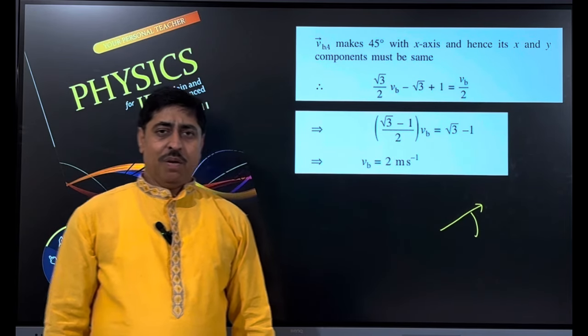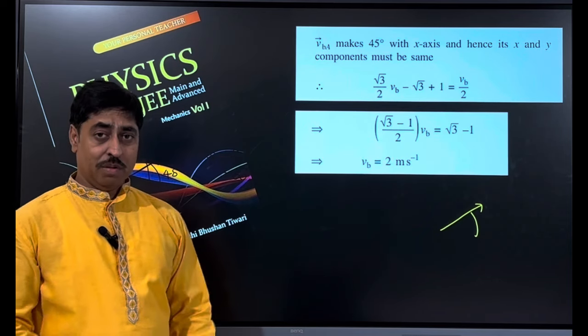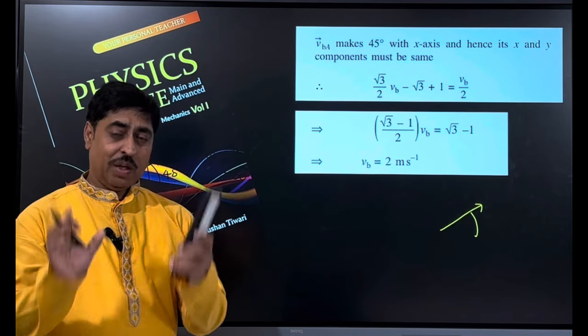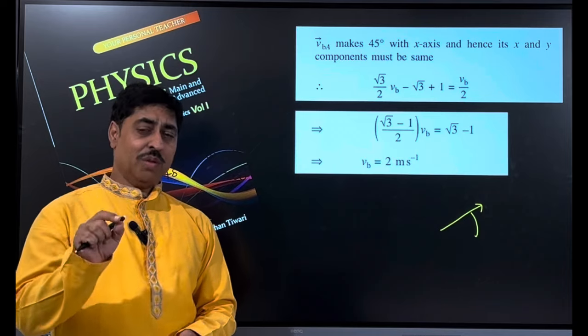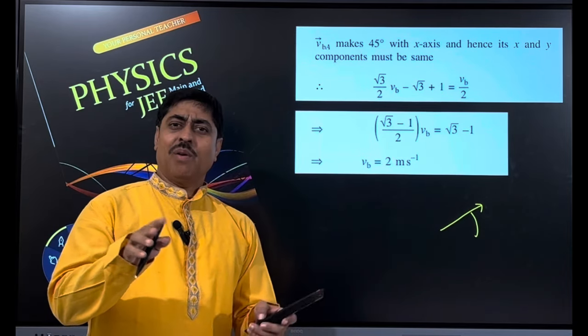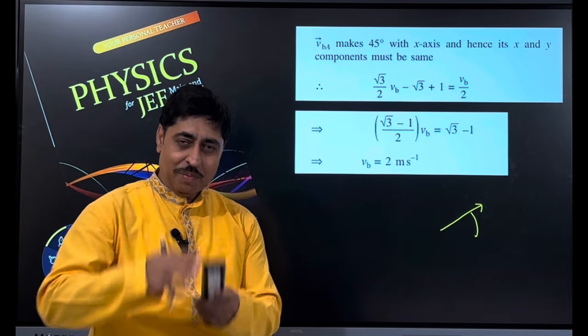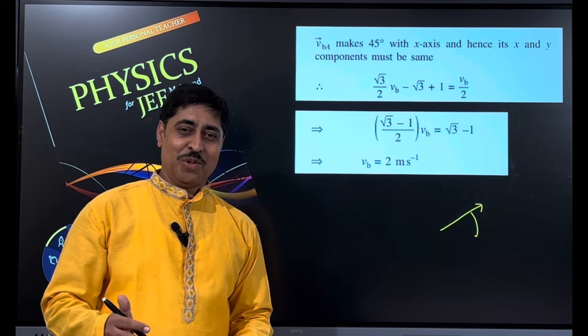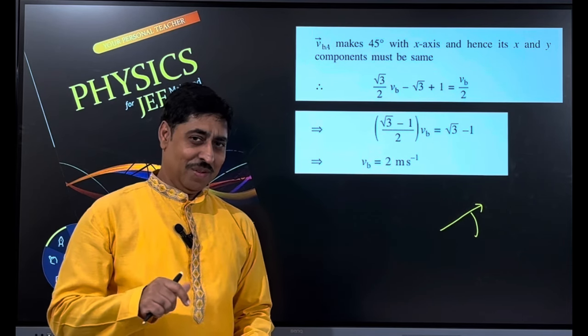So students, I hope you have understood the concept. I think it was particularly beneficial for those of you who are in class 11th, and for all of you who have not studied kinematics and relative motion properly when you were in class 11.